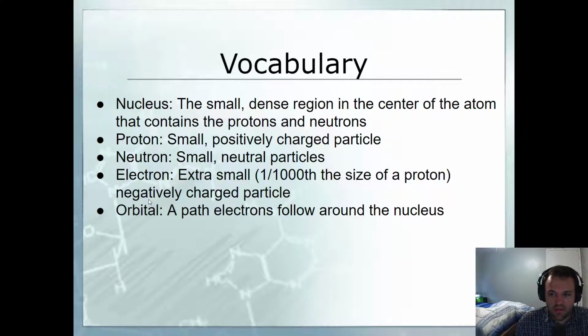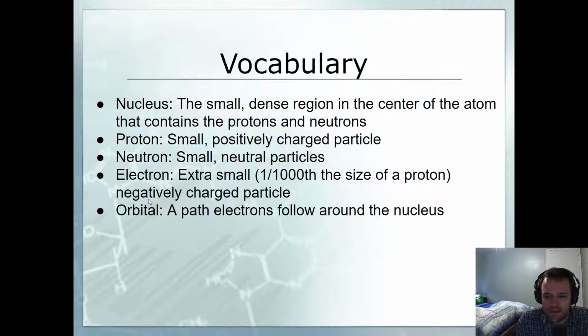So the nucleus is the small, dense region in the very center of an atom, and that's where the protons and the neutrons are. All right, a proton is a small positively charged particle. A neutron is a small neutral particle. You probably could have guessed from the name.